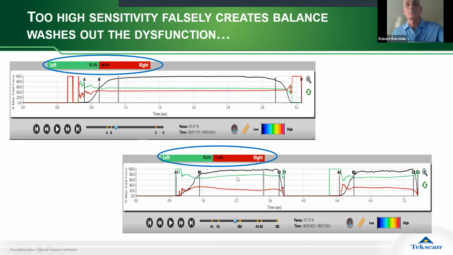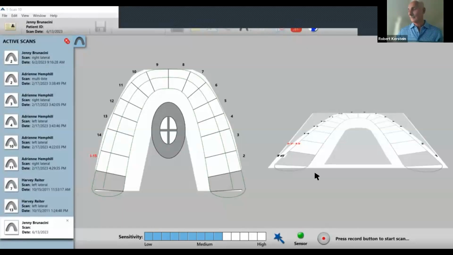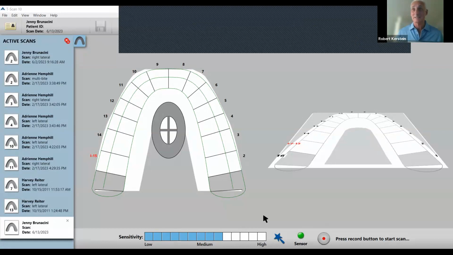So let me show you sensitivity control on the TScan. Let me stop my share, and then we'll go back into the PowerPoint in a second. Okay, so I'm going to share my TScan now. So the sensitivity scale is here on the bottom. And just to give you an idea of what happens when you have very high sensitivity, I'm going to bite into the sensor.